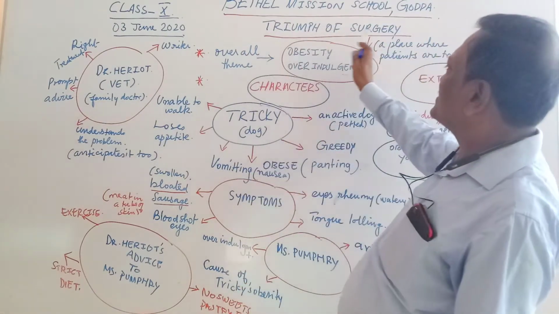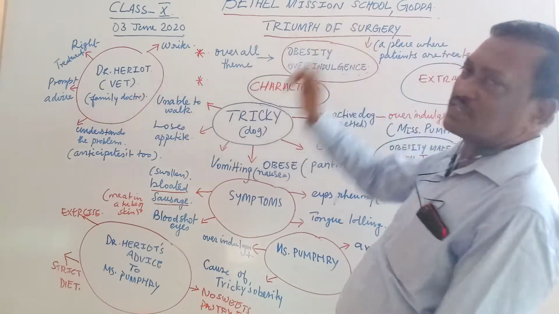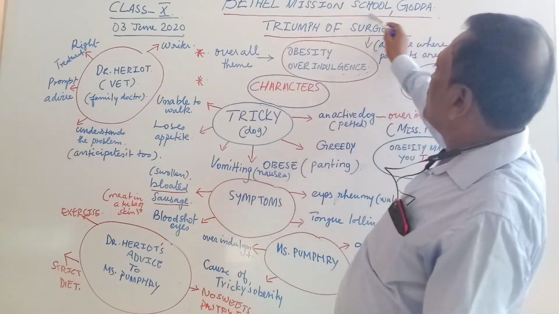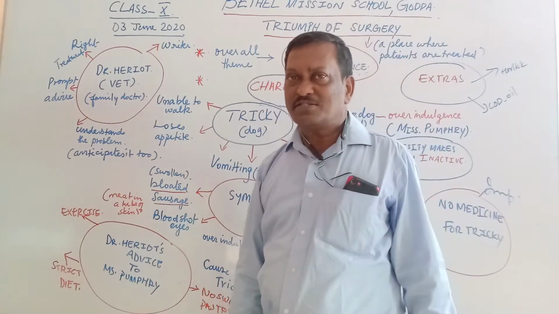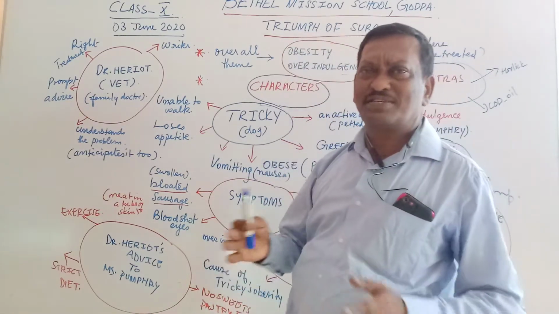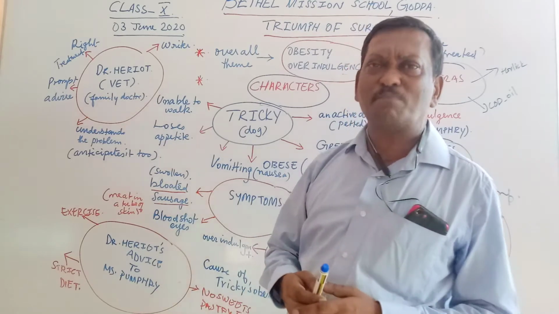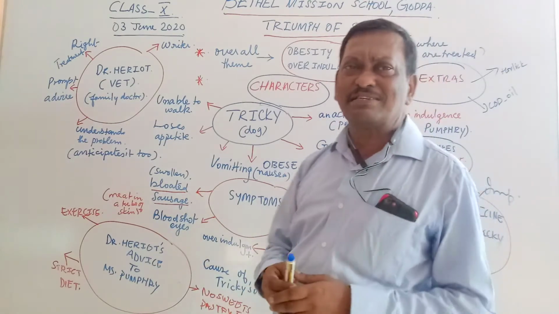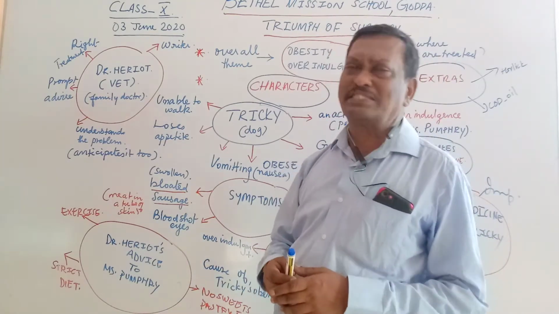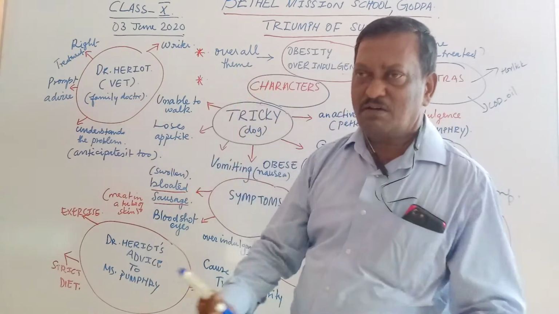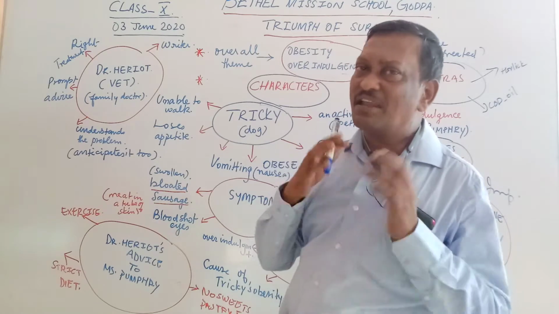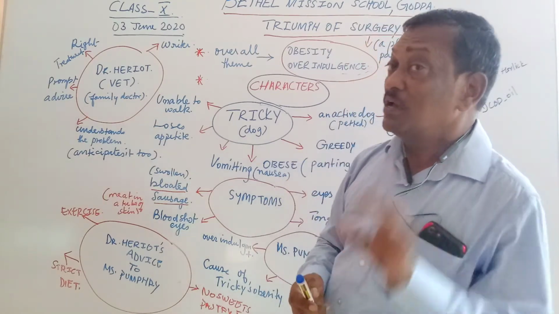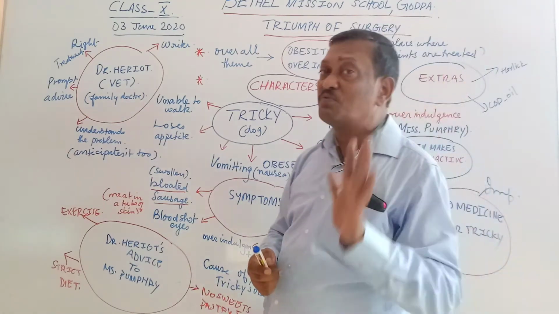Now if you look at this title, Triumph of Surgery, you have to take notice of this word, surgery. Surgery in a general sense means an operation. A surgeon performs a surgery, an operation, right? When a person needs an operation, the surgeon gives certain medicines, anesthetics, before the operation, and after that the operation is carried out. This is the general meaning of the word surgery.